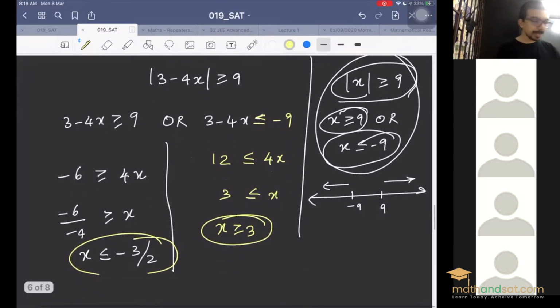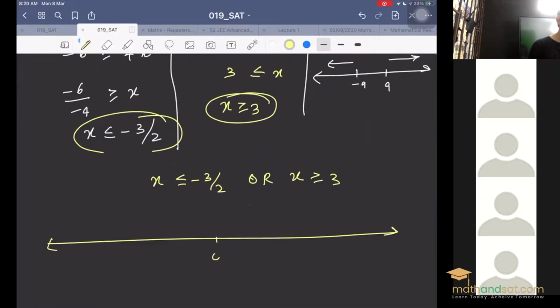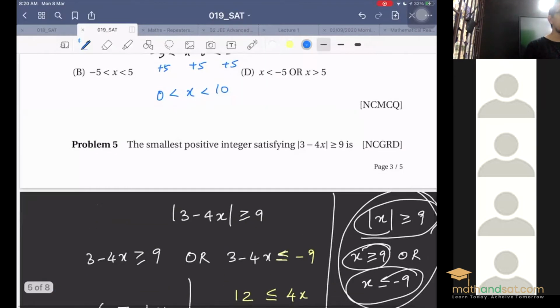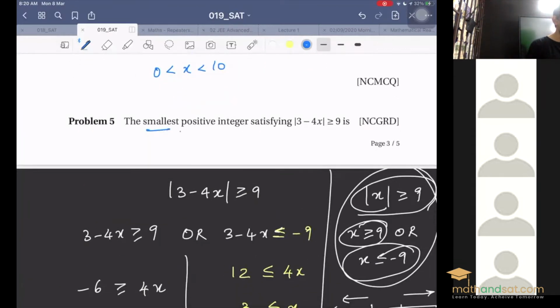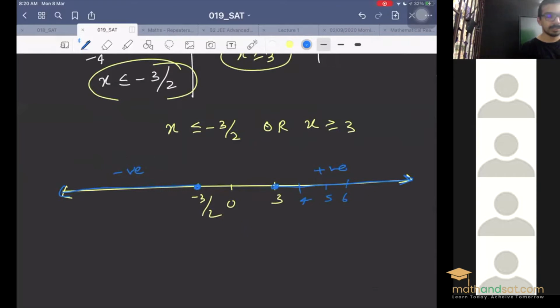And the final solution set is going to be x less than or equal to minus 3 by 2 or x is greater than or equal to 3. So on the number line, we have 0 here, we have 3 here, we have minus 3 by 2 here. This is one set of numbers and this is another set of numbers. Now the question is, the smallest positive integer. These are all negative numbers, these are positive numbers here, and we have 3, 4, 5, 6, etc. included in the solution set. The smallest positive number is going to be 3 in this case, right? 3 is the smallest positive integer that is included in the solution set.